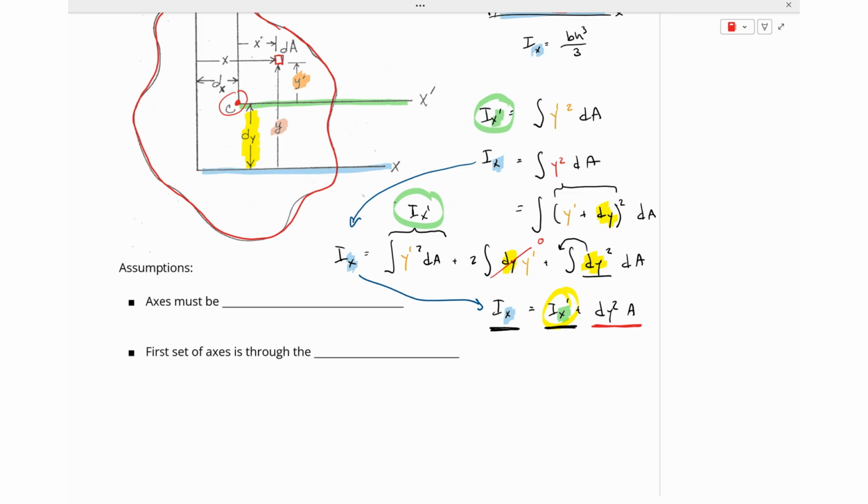Now, the assumptions here when we do this are that the axes must be parallel, and the first set of axes goes through the centroid. So every time we're going to start with the moment of inertia through the centroid, and then we add in this value, and we can get the moment of inertia for any parallel axis at that point.